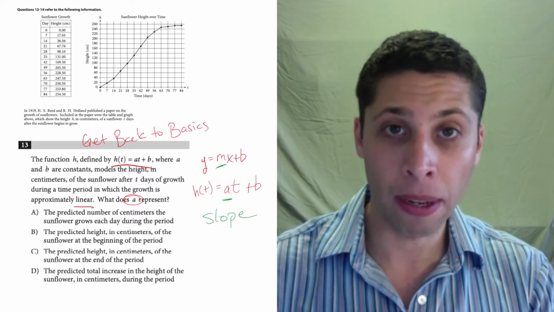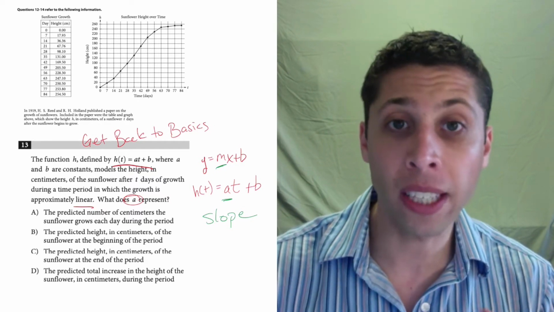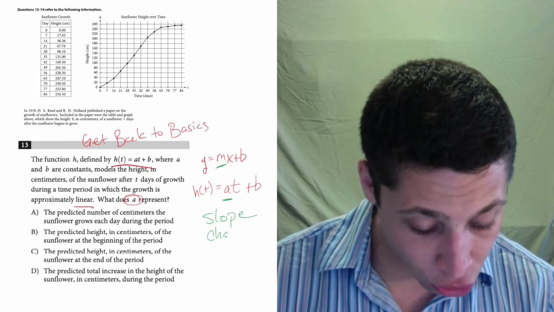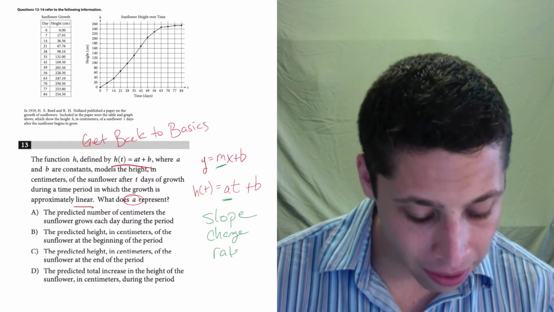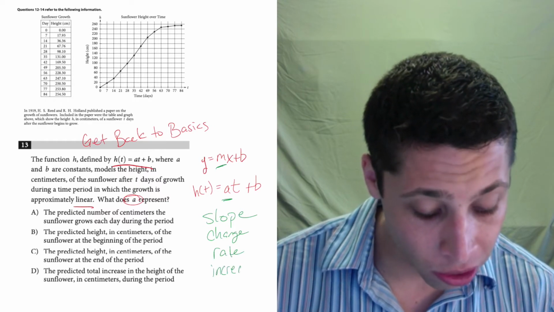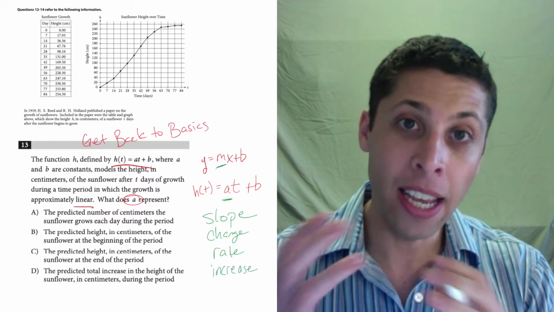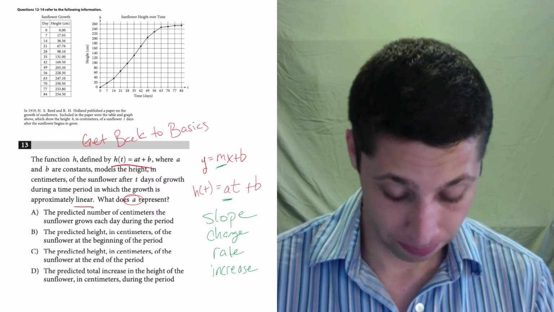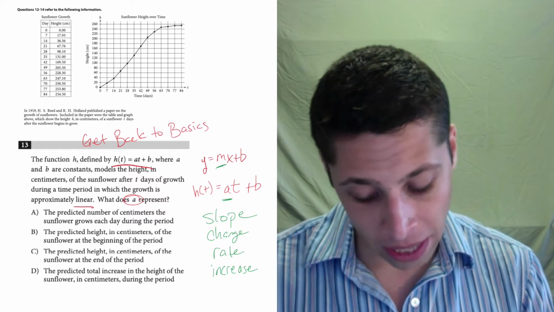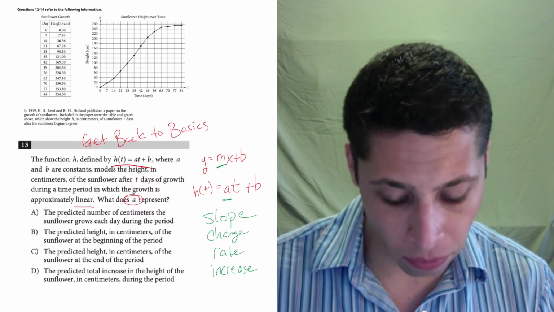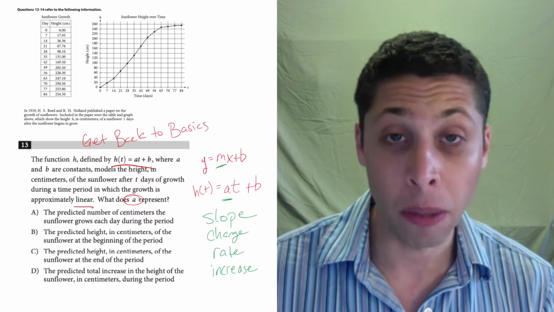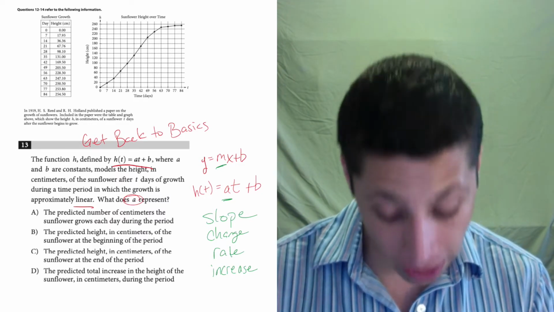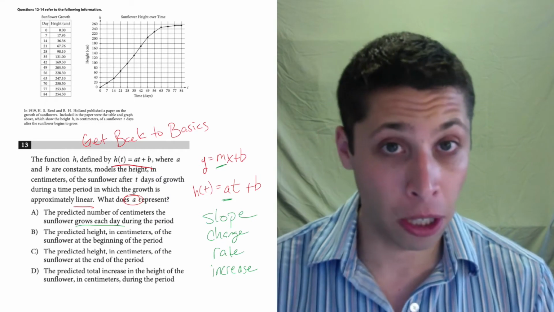So when we talk about slope in the context of the story, it's going to have certain key words that tend to come up, right? A slope is a change, a rate, an increase, or a decrease. It's a rate. And so we're looking for a choice that kind of sounds like a rate. So let's just go through. Choice A, the predicted number of centimeters the sunflower grows each day during the period. Well, growth is a change. The amount it grows each day, that sounds like a rate.